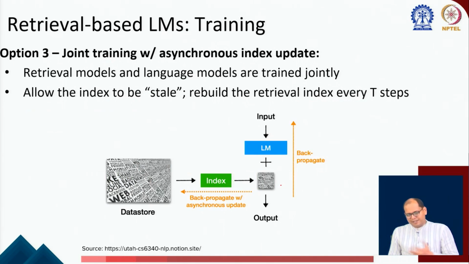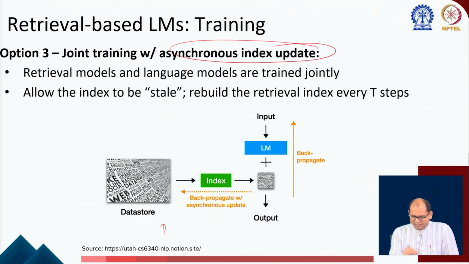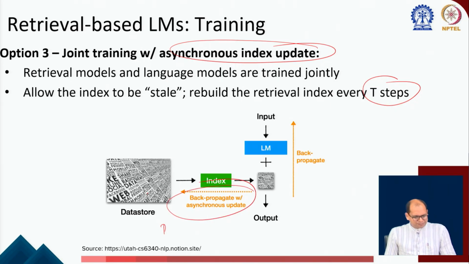You can also do joint training, but when you train both this index and your language model, you don't want to update it at the same rate as you are updating the language model. So, you will have asynchronous index updates. Allow the index to be stale for some point of time, and then you rebuild after certain steps. So, you do not rebuild it every step. That is one thing that you will have to keep in mind. Backpropagating with asynchronous update is important for a large data store.